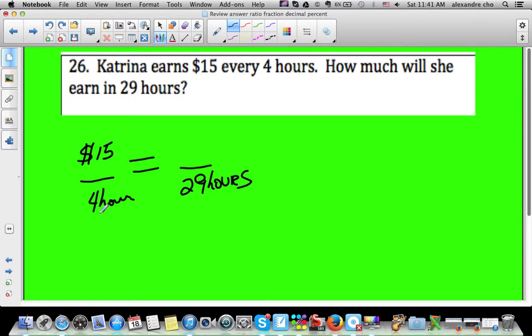There is no relationship between 4 and 29 here. But remember when we did ratios, and I'm going to write this a little bit further out, right here. There's no relation between 4 and 29. So what we're going to do here is make our change.